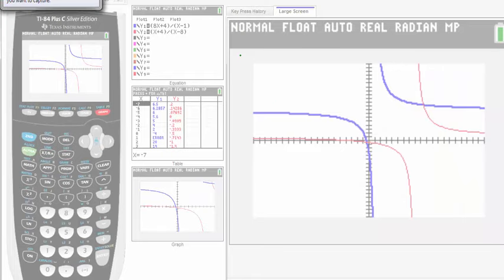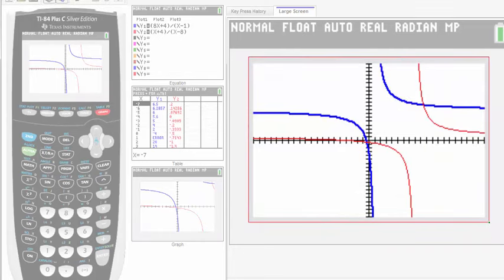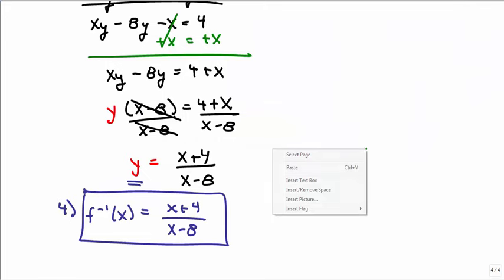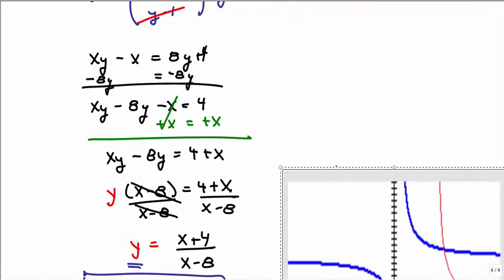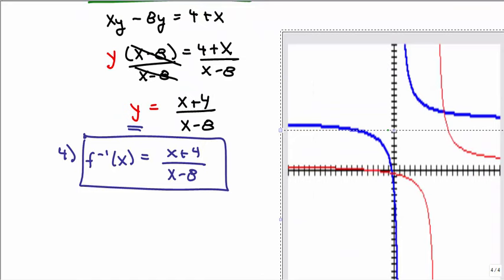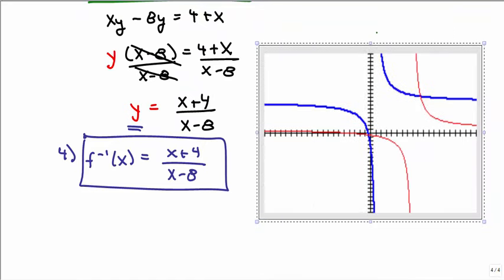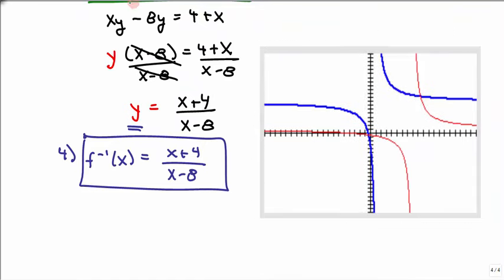That's not a very good screen capture. That one's better. That other one had a lot of funny background to it. So from here we should be able to look at my function and its inverse. So again, this is reflecting across the y equal x line.